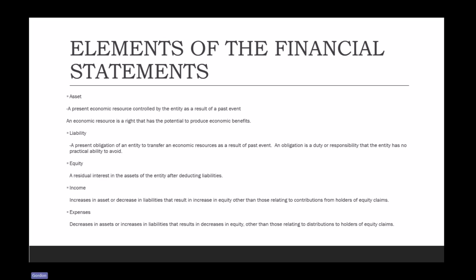What about if I have profit on sale of fixed assets? Why is it an income? Or must I even ask, is it even an income? Profit on sale of equipment: what element does it fall under? Is it an asset, an expense, an income, or a liability?